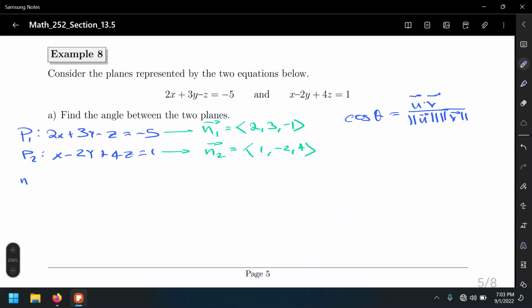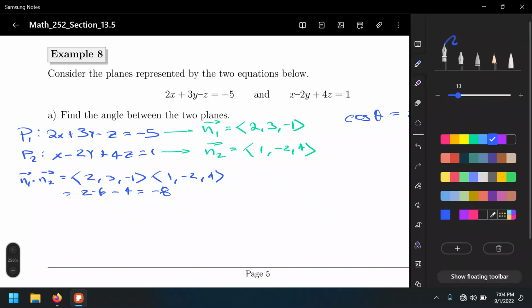Do we always ignore anything to the right of the equal sign? Yes, because it's only the coefficients of x, y, and z, the components of those normal vectors. So n1 dotted with n2. Let's write the vector notation: (2, 3, -1) and (1, -2, 4). Multiplying pairwise, 2 times 1 is 2, 3 times -2 is -6, and -1 times 4 is -4. That gives us 2 - 6 = -4, minus 4, is -8. So that's our dot product.